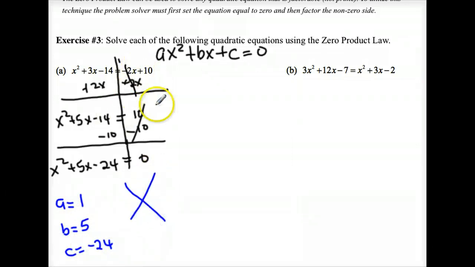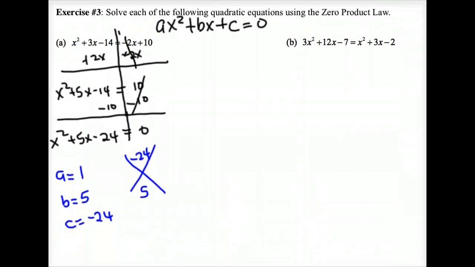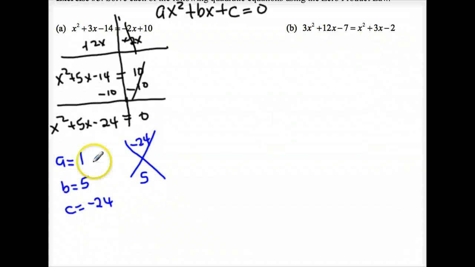Make my X, because I need to factor these: A times C in the top, which is minus 24, and then my 5 in the bottom. So this is where I'm going to think of two numbers. When I multiply them, I get negative 24, but when I add them, I get a positive 5. And you will see it works out to be a positive 8 and a minus 3.